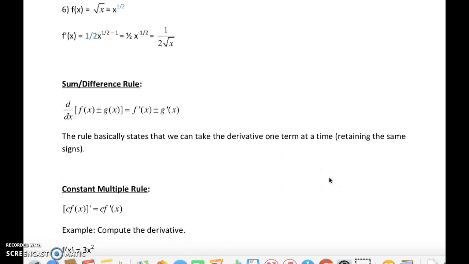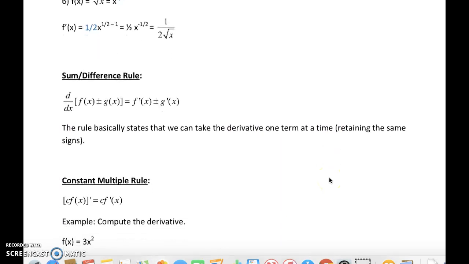Another thing that's really helpful is this thing called the constant multiple rule. That means if we have some function f of x multiplied by a constant, we can go ahead, take the constant out of it, and take the derivative of just the function.